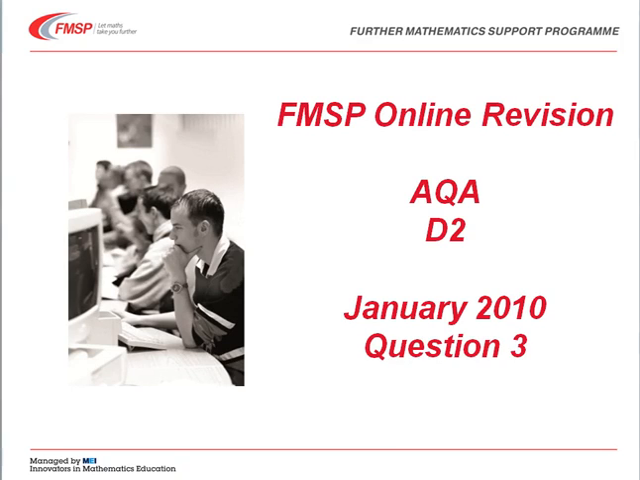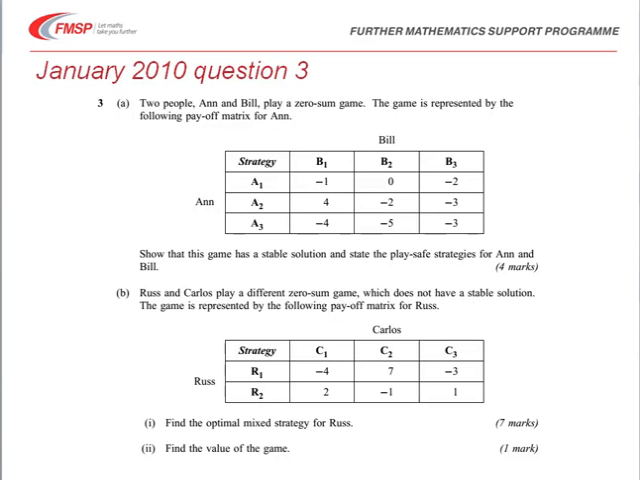In this particular lecture we're looking at the D2 specification and the January 2010 paper question number 3. This is a question about game theory. We're told that two people, Anne and Bill, are playing a zero-sum game, and the game is represented by the payoff matrix for Anne. We're asked to show that this has a stable solution and to state the play safe strategies for Anne and for Bill.